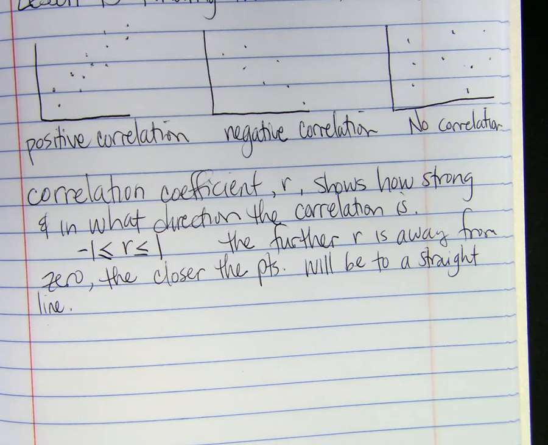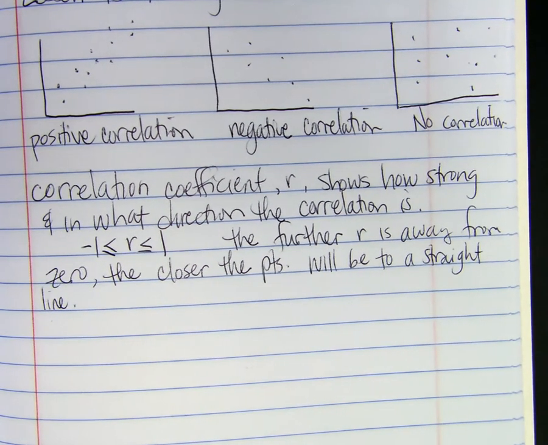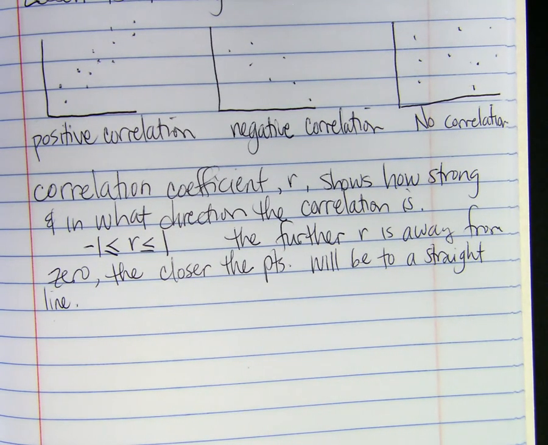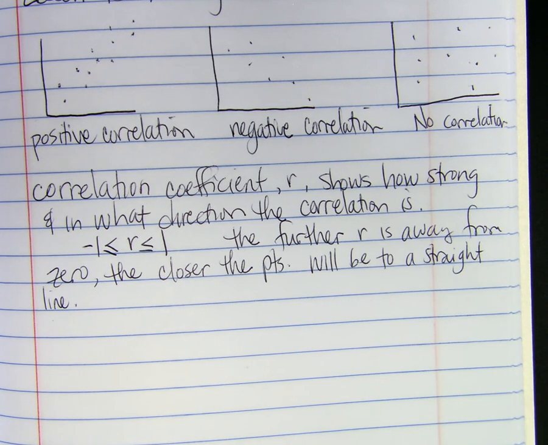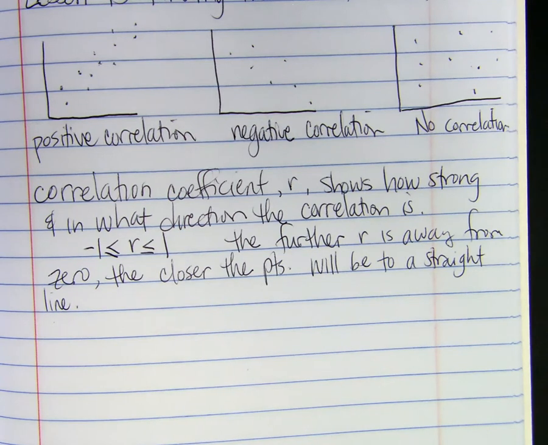We can find the correlation coefficient by using the graphing calculator. We can find the line of best fit. So we're going to practice that. Next, we're going to go through lab 8. So this is the end of this video.